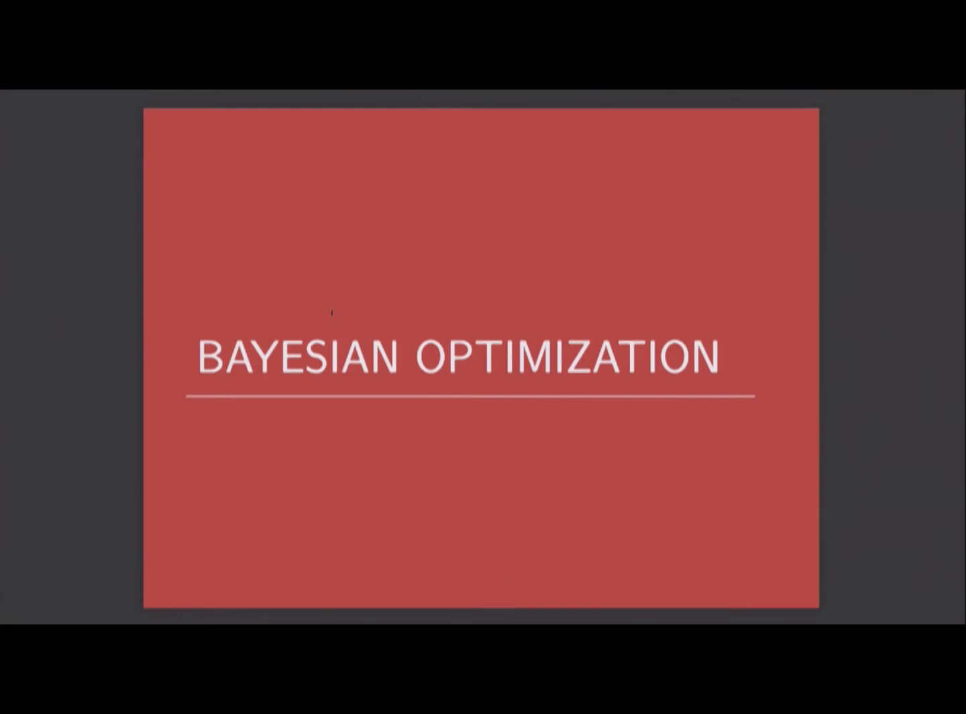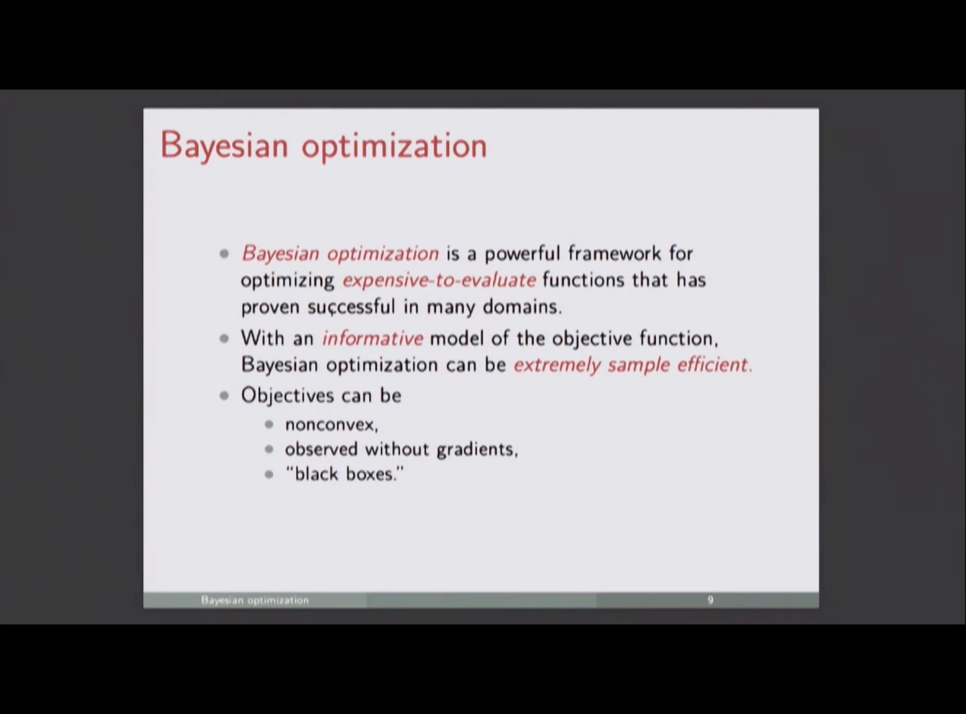Bayesian optimization represents one instance of a type of setting where we want to be thinking in this way. And Bayesian optimization may itself be something we may want to automate in this way. And Bayesian optimization is basically an instantiation of this active learning idea for optimizing expensive to evaluate objective functions. Bayesian optimization has proven successful in many domains, including some work in terms of hyperparameter optimization. And it has been quite successful when you can build an informative model of your objective function. In this case, Bayesian optimization can be extremely sample efficient in terms of its ability to optimize the function.